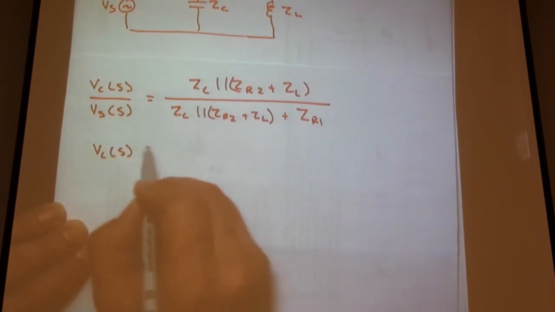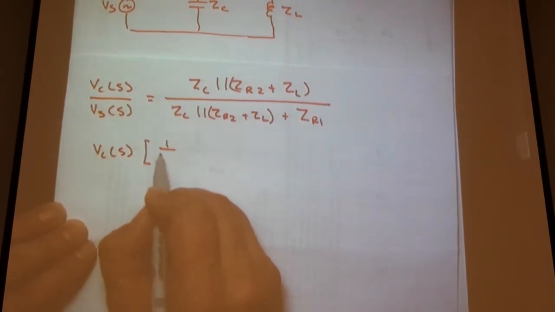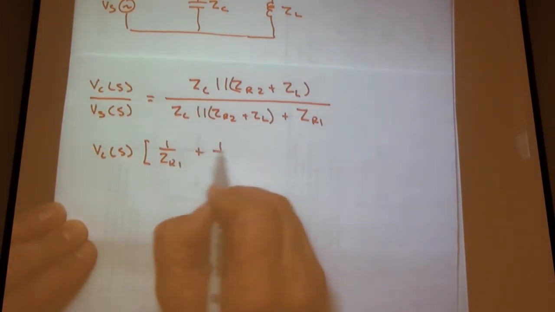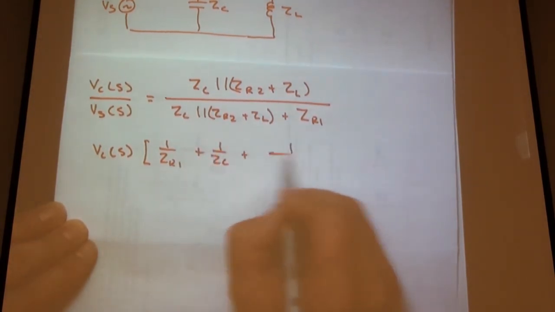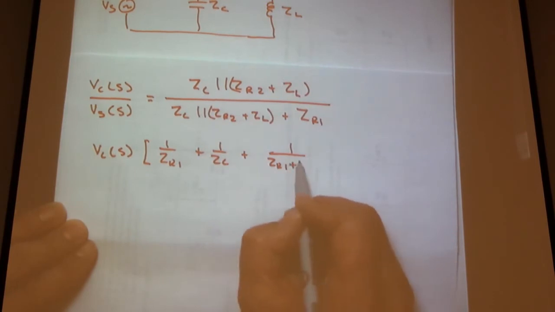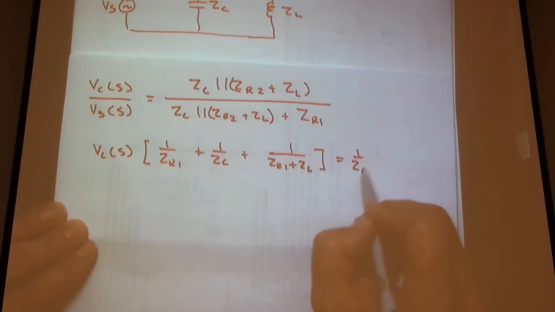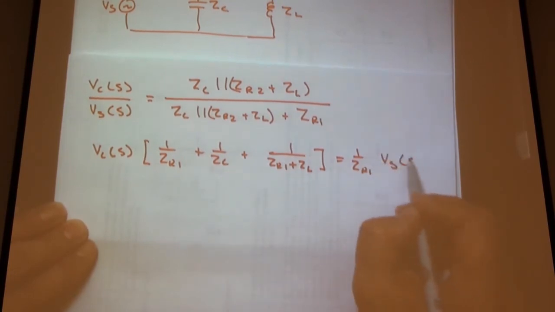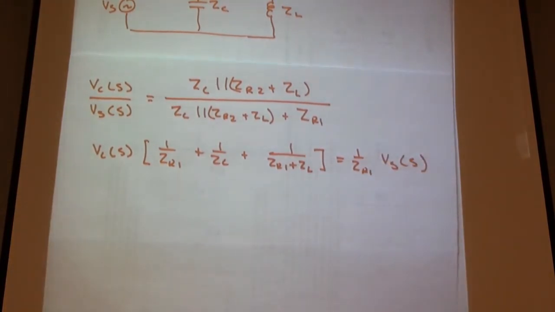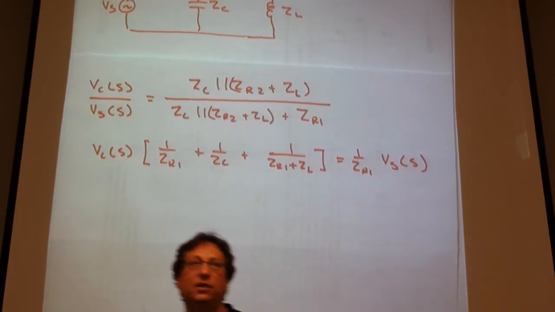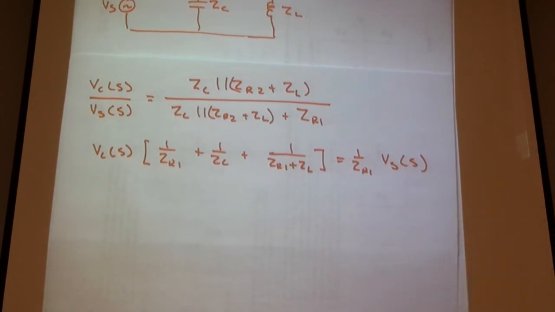We had this written out just a moment ago. 1 over ZR1 plus 1 over ZC plus 1 over ZR1 plus ZL equals 1 over ZR1 times V source of S. Those are the same. I can see it a little bit more easily what to do in the node analysis expression, but they're the same expression. And so we do have to go back to the algebra. We do have to go through all those steps. We can write them out.